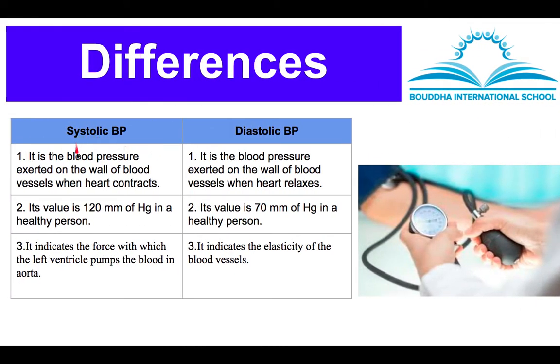So the difference is that systolic blood pressure is created during the contraction of the heart, and diastolic blood pressure is created during the relaxation of the heart. In a healthy person, systolic value is 120 millimeter of mercury, and diastolic blood pressure value is 70 to 80 millimeter of mercury. Systolic blood pressure measures the force by which the left ventricle pumps the blood, whereas diastolic blood pressure measures the elasticity of the blood vessel. How much elasticity, meaning contraction and relaxation of the blood vessel, it measures.